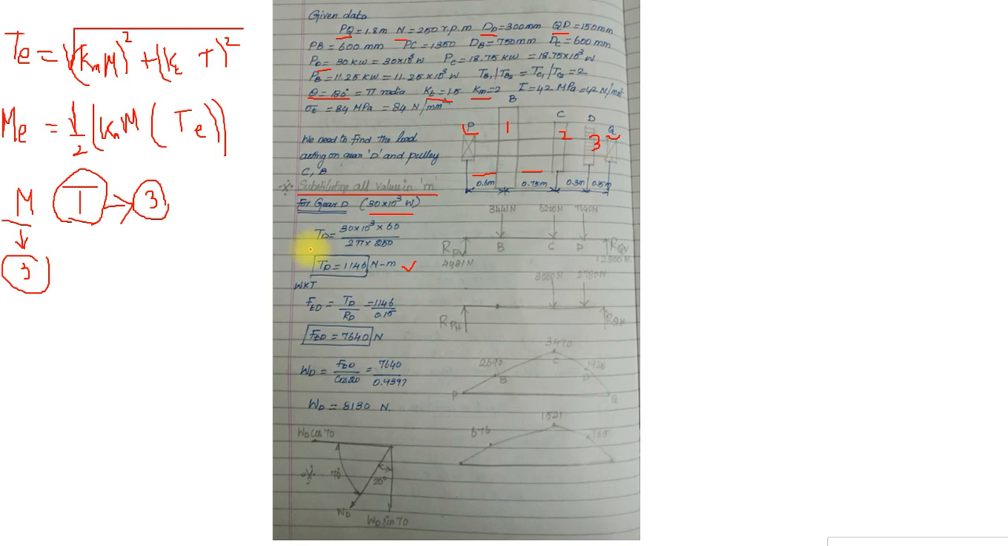So to substitute, we know the formula is P equals 2 pi n T divided by 60. We need to find T. So T is equal to power into 60, so 30 into 10 to the power 3 into 60 divided by 2 into pi into n, which is 250. Now I have found the torque. Once I find the torque, I need to find the tangential force which is acting on the gear.